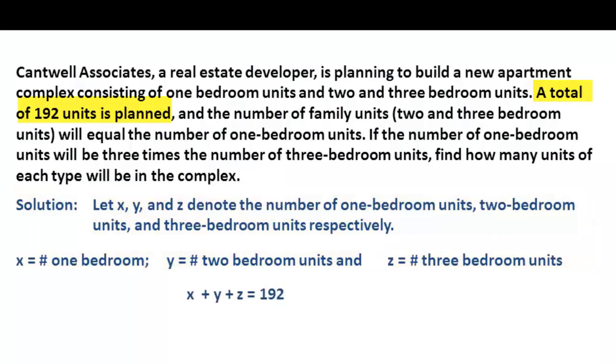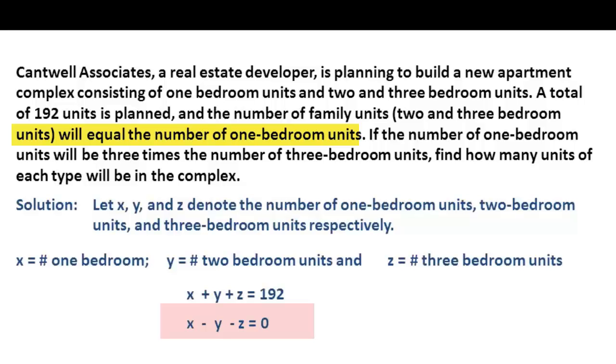We'll now translate the verbiage in the word problem into 3 equations. The first one translates the total number of units planned is 192. So if we add X and Y and Z, we'll get 192. A second equation we can form comes from the phrase that says the number of family units, that is, the number of 2- and 3-bedroom units, is equal to the number of one-bedroom units.